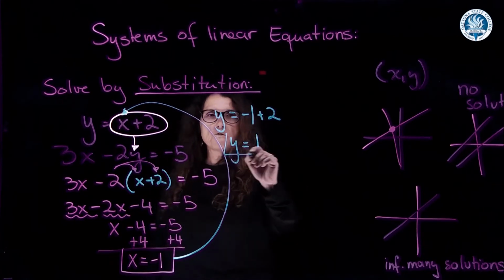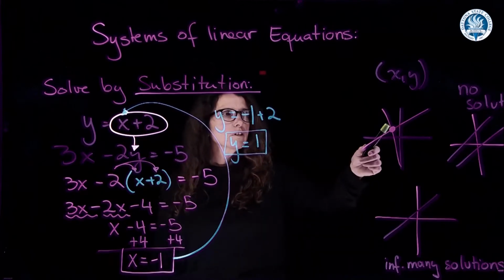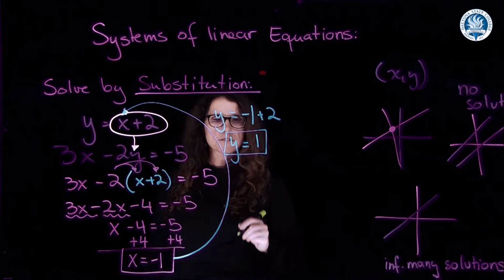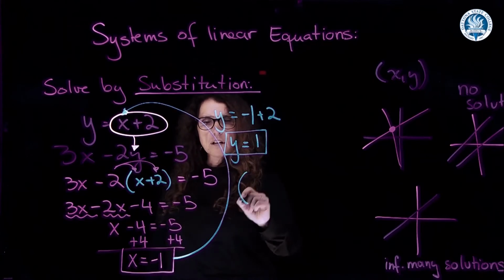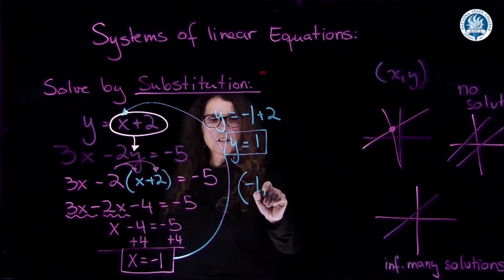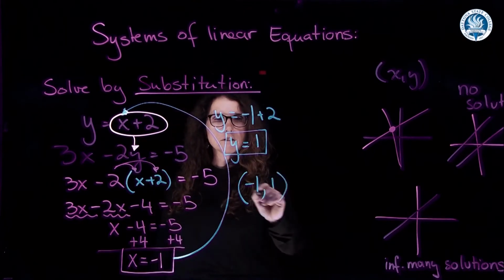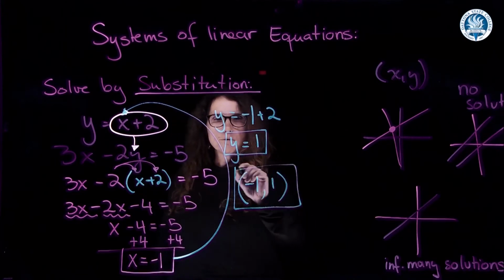So we have found the point where the lines intersect, and we want to write this as an ordered pair. The last step is to write it as an ordered pair. x comes first: negative 1, 1. Done you are.